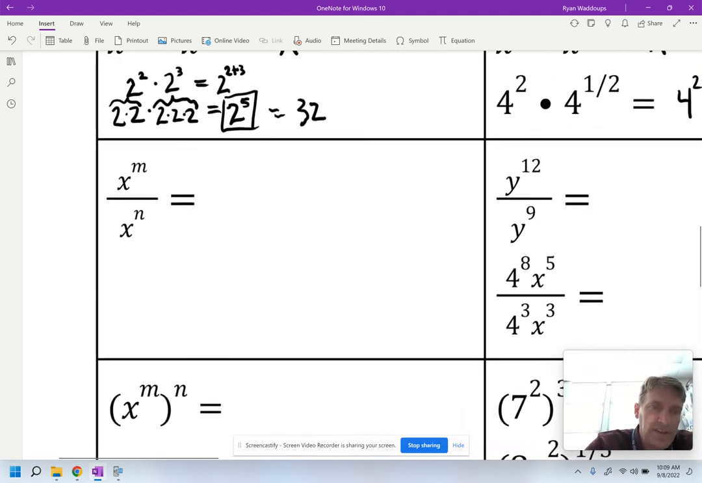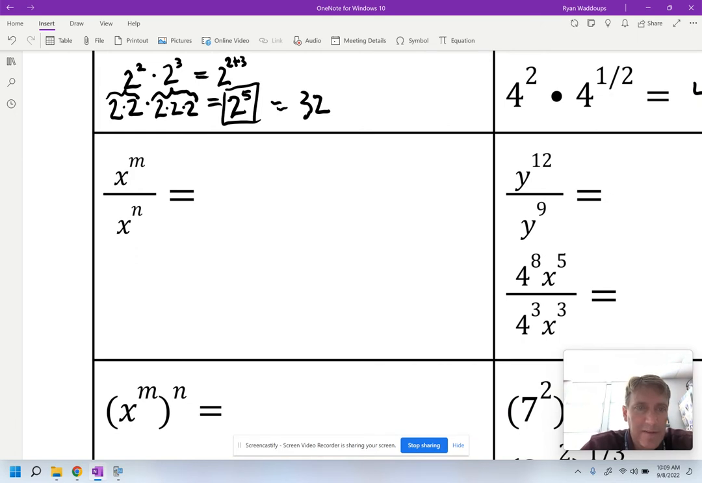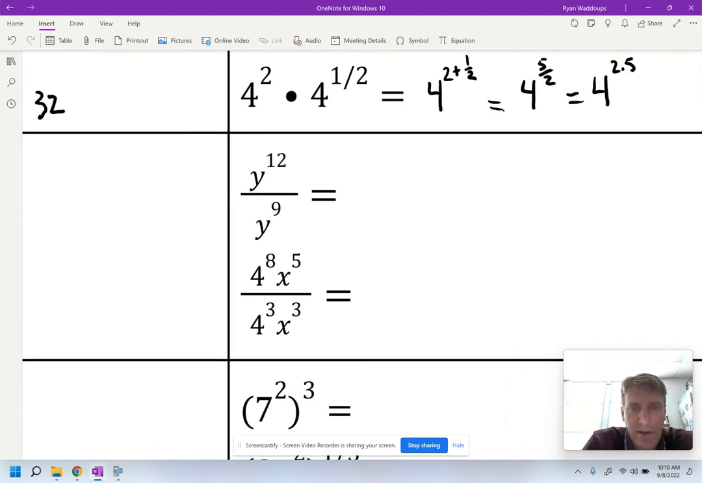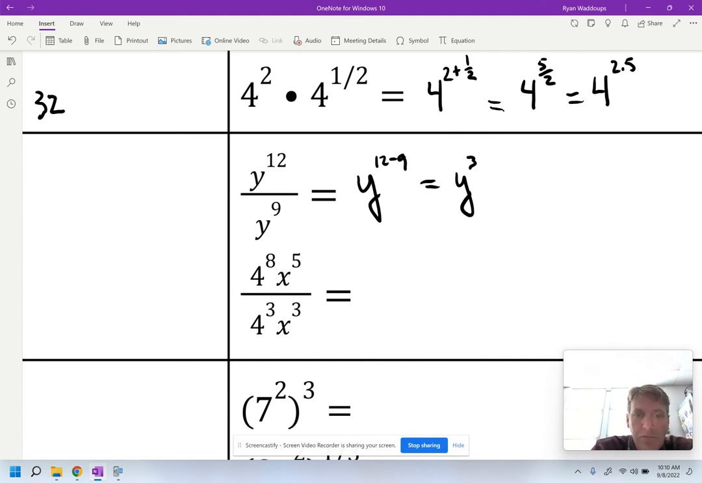All right, and when you divide like bases, you subtract the exponents. So that's x to the m minus n. Here's an example. If we have y to the 12th power over y to the 9th power, that's y to the 12 minus 9, or y to the third power, or y cubed.